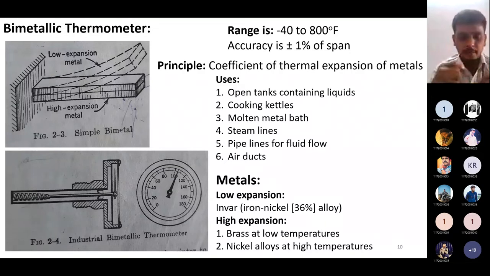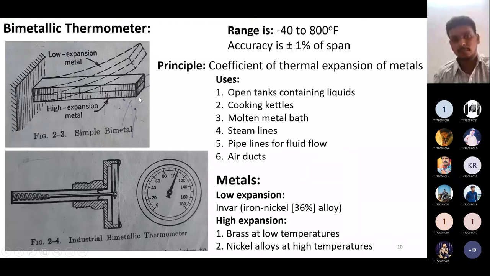They will fix two different metals which have two different thermal coefficients of expansion together in the form of a helix. Like this, a strip form or a helix form will be made. This is called a strip form and this is called a helix form. These two different solid metals will be punched in a helix or strip form, and one end will be permanently fastened, and the other end of this strip will be connected to the pointer, which will be freely deflecting on the circular dial. So two different metals with two different thermal coefficients of expansion will be welded together in the form of a helix or strip.